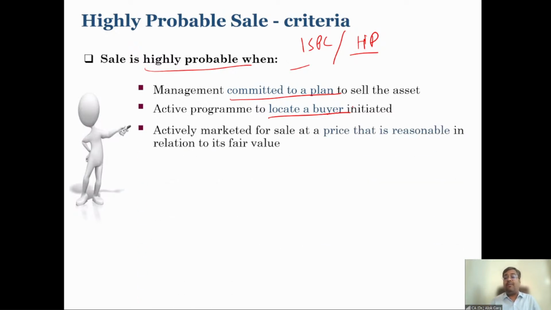Third, actively marketed for sale at a price which is reasonable in relation to its fair value. Reasonable means the price is reasonable with respect to market value. For example, the factory available for sale has a market price of roughly 2 crore rupees, and management wants 3 crore or 4 crore rupees. Can you say that it is actively marketed at a reasonable price? The answer is no. But if the market price is 2 crore rupees and management has quoted, say, 2.25 crores, that is considered reasonable. Why? Because if somebody comes, of course he will negotiate also. So that is okay.